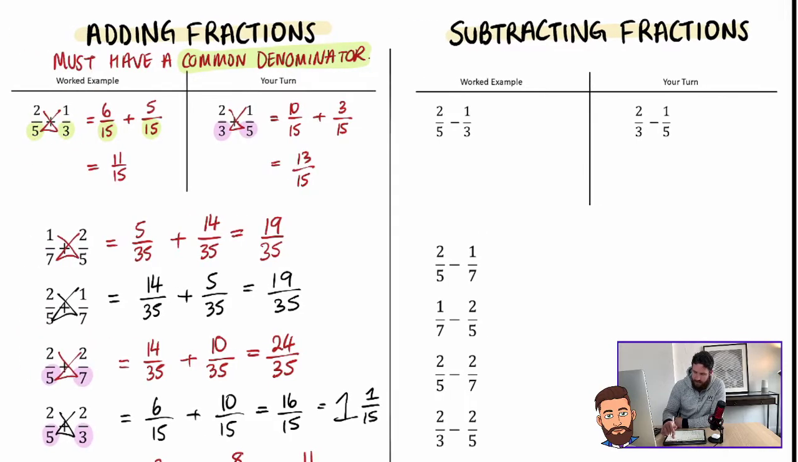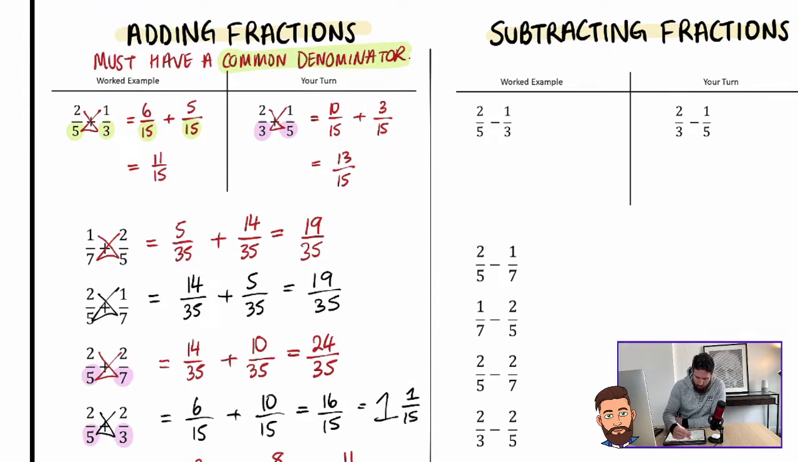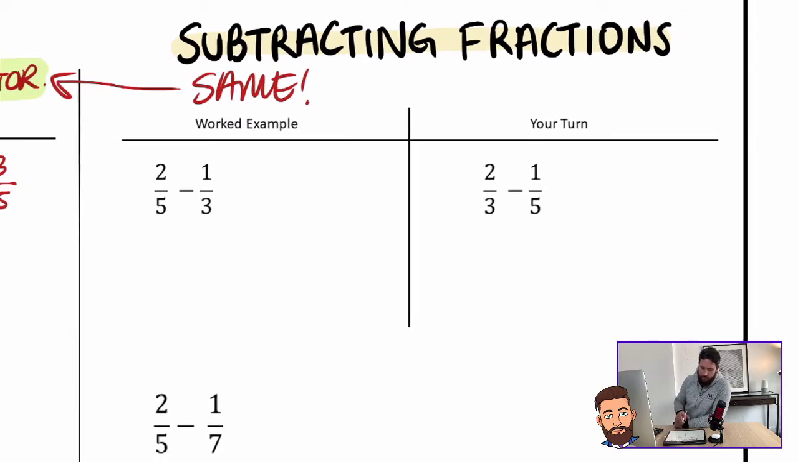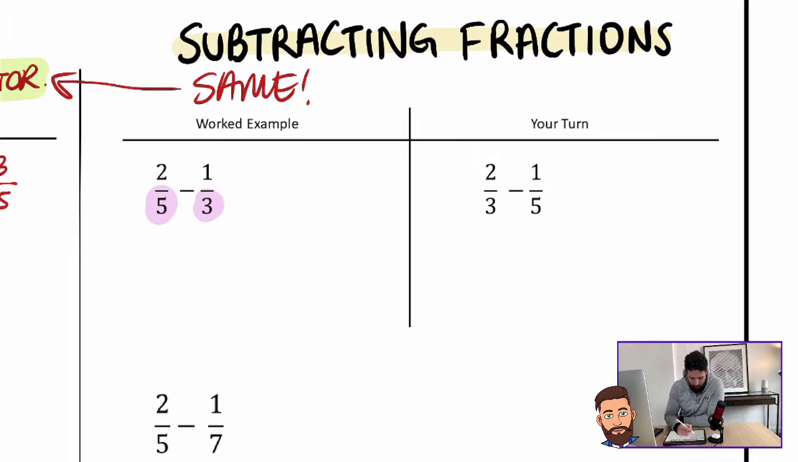Subtracting fractions, exactly the same. You use the same rule. You need a common denominator. You just subtract at the end instead of adding. Can I subtract these? No, they do not have a common denominator. Making a common denominator, 2 blank fractions ready with a minus sign in between. We can use that same method.